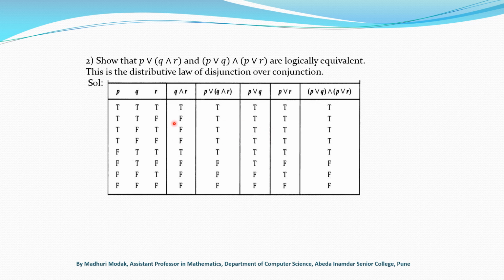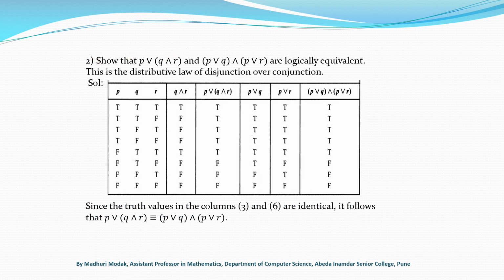Now check whether they are identical or not. Yes, in both the columns, first 5 values are T and last 3 values are F. Means they are exactly same, they are identical. So we can say that these two statements are logically equivalent.